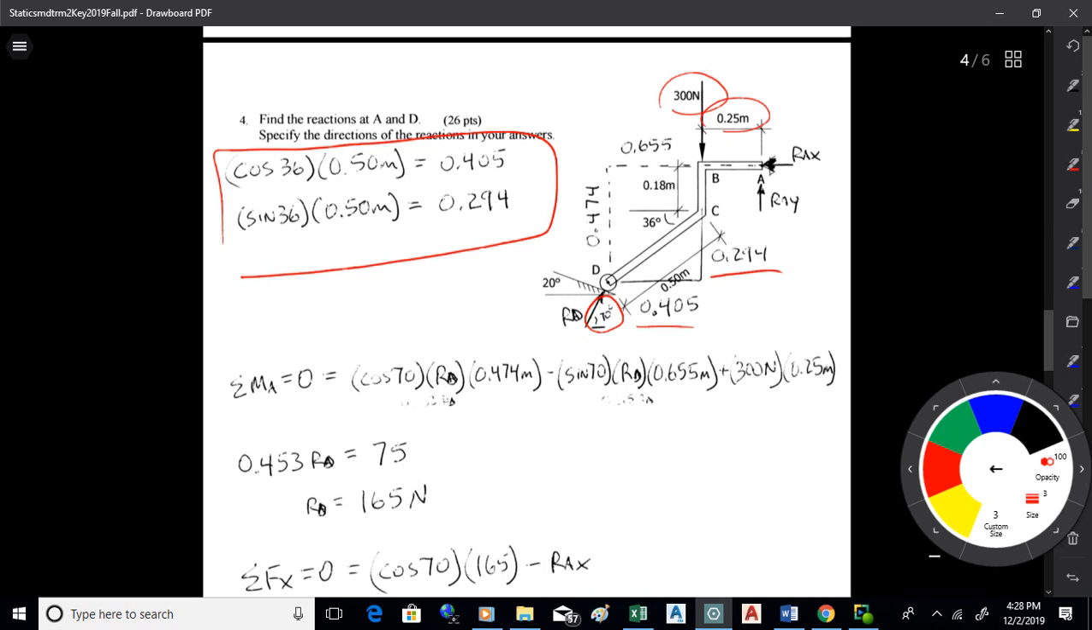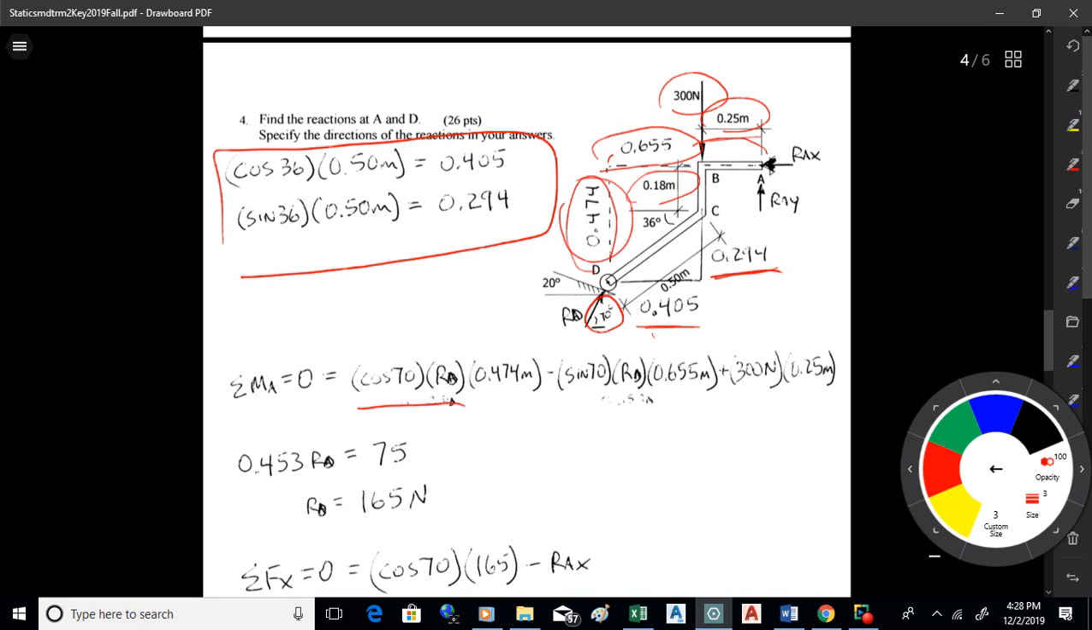All right, so now if I do the addition to get ready to do this, I'll add 0.294 and 0.18, and I'll get 0.474. And I'll add 0.405 and 0.25, and I'll get 0.655. And that 0.655 actually goes from there to there. Okay. So now I'm set up to take the moment about A. So cosine 70 RD is the x component.